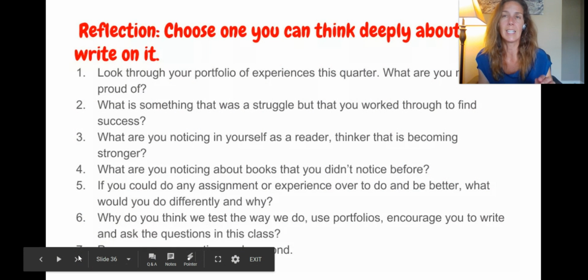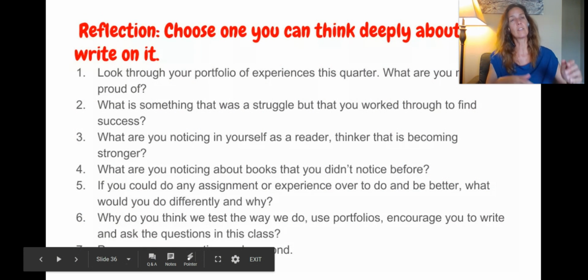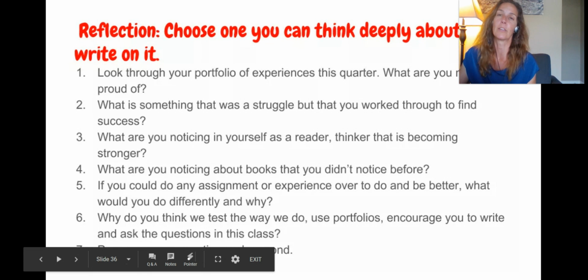So, conferences at the end of the quarter. Once students have this portfolio, and I watch the portfolio and they watch the portfolio, we meet to have a conversation about their final grade. And I ask them to pick one of these questions to talk to me about during our conference.